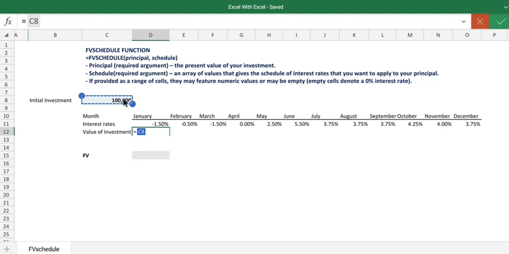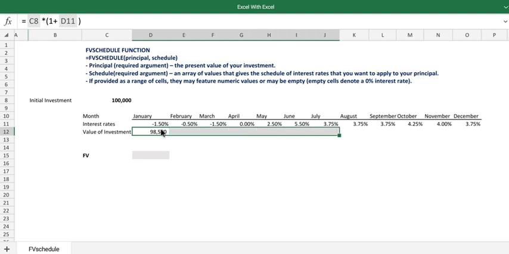at the end of January, we are going to multiply our initial investment by the growth rate. Then we get 98,500, because our investment reduces from 100,000 to 98,500 because of the negative return. So we shall do the same to calculate for the other months.